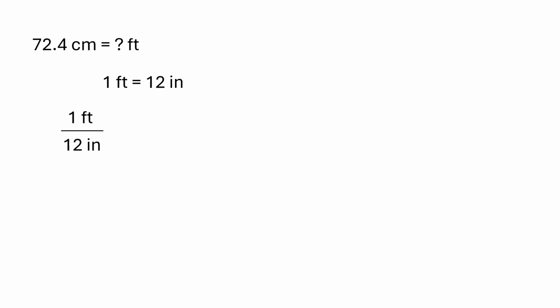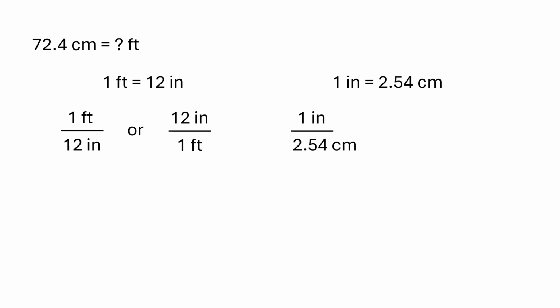To perform dimensional analysis using multiple conversion factors, for example, converting 72.4 centimeters to feet, you will have to write the conversion factors in fractional form. So, 1 foot equals 12 inches can be written as 1 foot over 12 inches or 12 inches over 1 foot. The same thing for 1 inch equals 2.54 centimeters. You can write it as 1 inch over 2.54 centimeters or 2.54 centimeters over 1 inch.